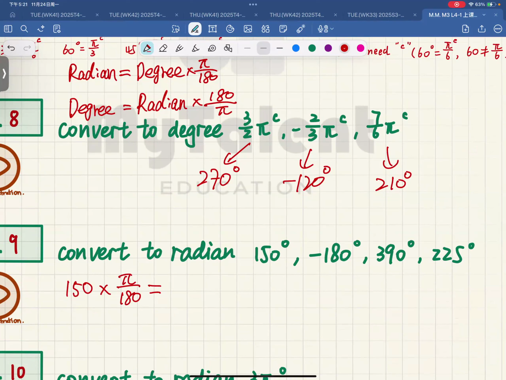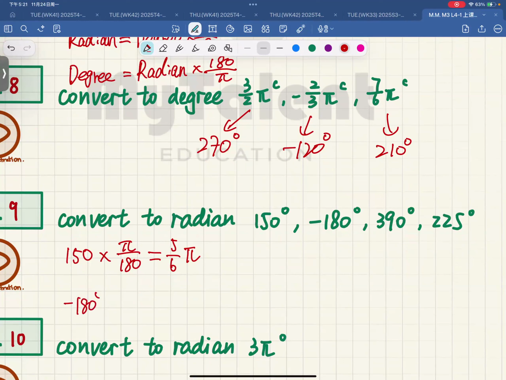Can I cancel the pi? No, no. So it's something pi, right? This is 450. If I divide it by 30, 150 divided by 30 is equal to 5. 180 divided by 30 is equal to 6. Same thing.